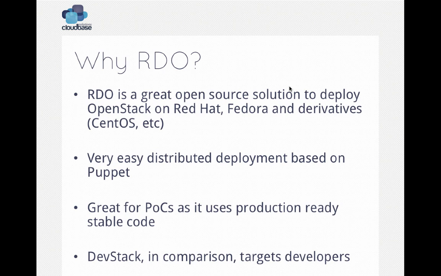Why RDO to start with? RDO is a great open source solution to deploy OpenStack on Red Hat, Fedora, and derivatives, for example CentOS and so on. Very easy distributed deployment based on Puppet, great for proof of concepts as it uses production-ready stable code. DevStack in comparison targets mainly developers.